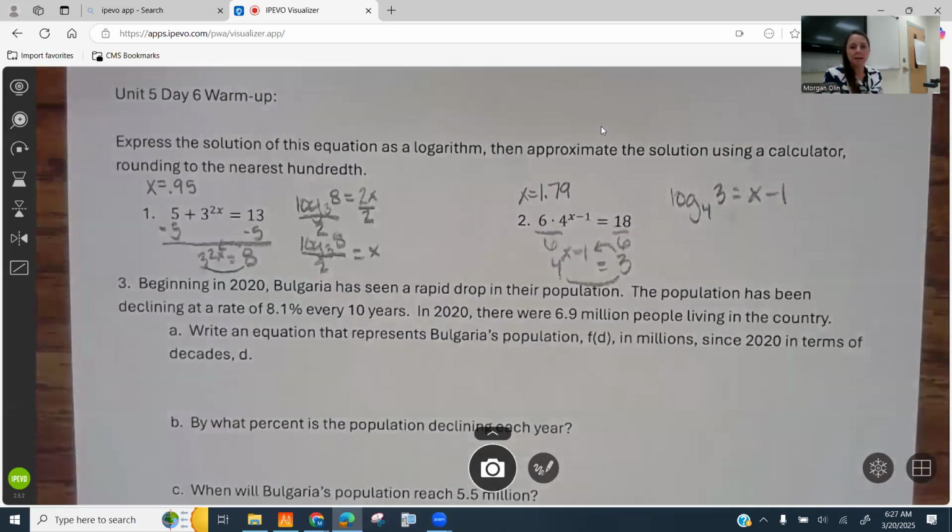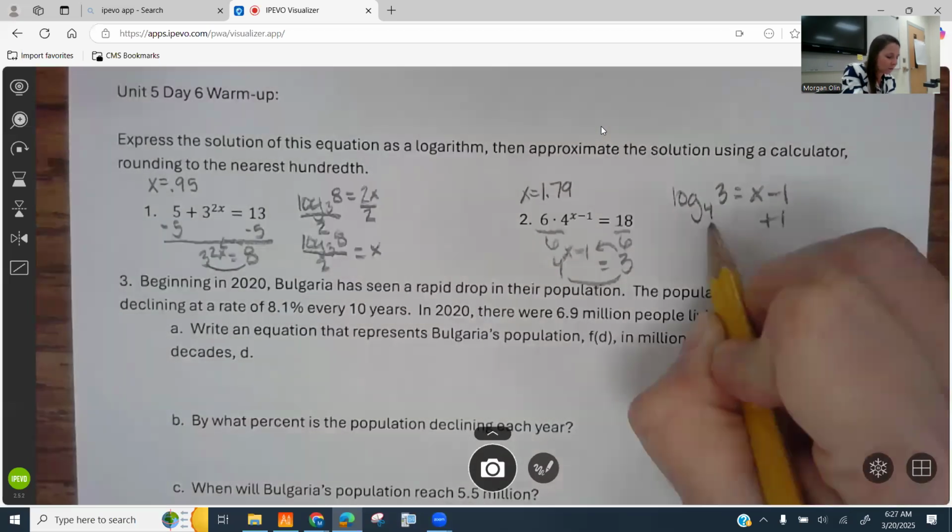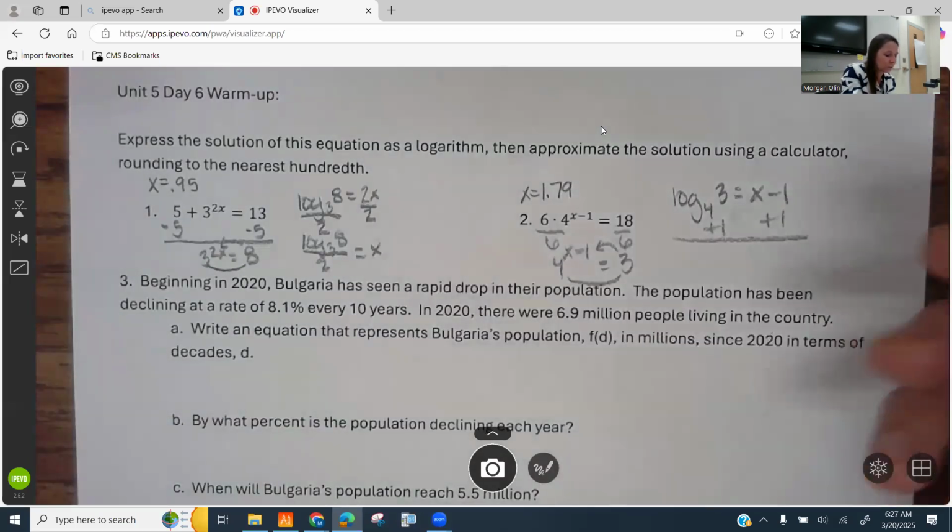All right, now x isn't by itself yet. I have to add 1 over. So when I do that, now you could do it one of 2 ways.